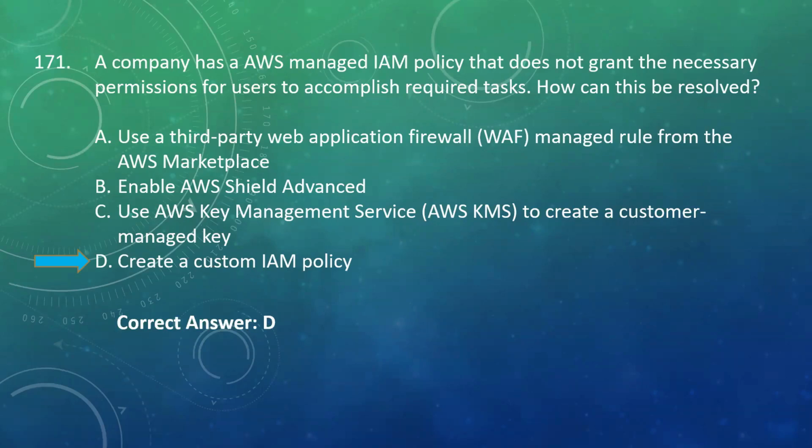Creating a custom IAM policy allows you to define and fine tune the specific permissions required for individual users, groups, or roles in your AWS account. By creating this, you can grant the precise permissions needed to perform the required tasks without providing unnecessary access, which also follows the AWS principle of least privilege.